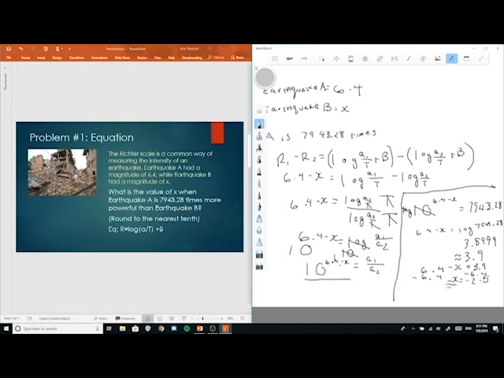We can just divide each side by negative 1, and you get x is equal to 2.5. So the value of x, going back to the problem, the value of x when earthquake A is 7,943.28 times more powerful than earthquake B, will be 2.5.